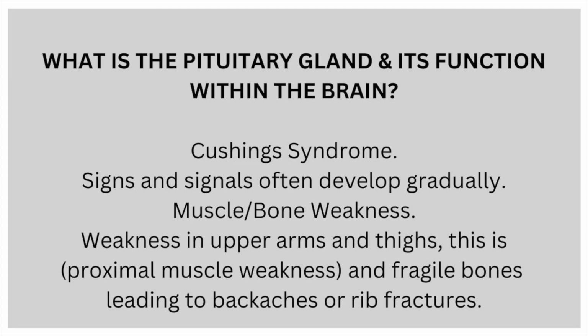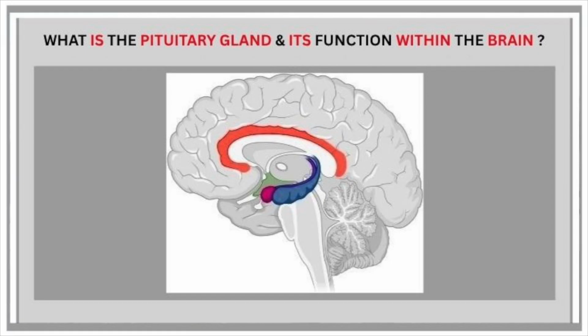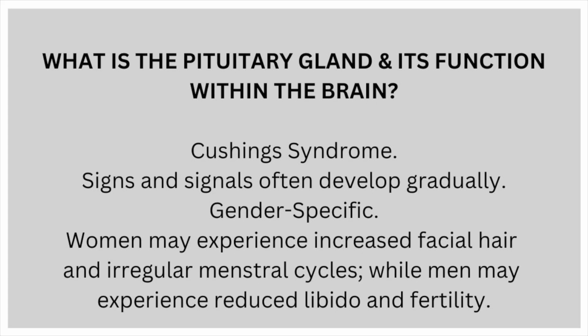Muscle and bone weakness. Weakness in the upper arms and thighs. This is known as proximal muscle weakness. Also, fragile bones leading to back aches and rib fractures. Cognitive and physical changes. Severe fatigue, anxiety, depression, mood swings, high blood pressure and high blood sugar, this being diabetes. Cushing's syndrome can be gender specific. Women may experience increased facial hair and irregular menstrual cycles, while men may experience reduced libido and fertility.